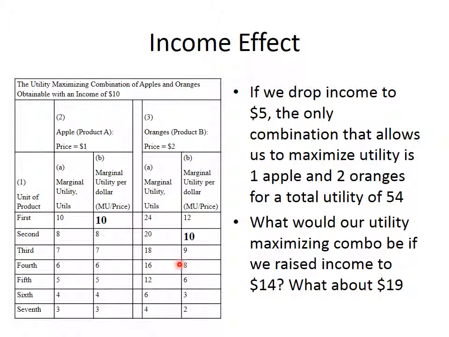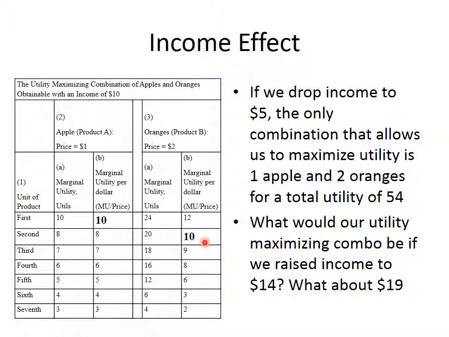What if we drop the income to $5? If we drop the income to $5, the combination that allows us to maximize utility is 1 apple and 2 oranges. The 2 oranges would cost us $4, and the 1 apple would cost us $1. That would give us 10 units. You see that they're the same marginal utility per dollar. Plus 24 and 20 is 44. That would give us 54 units of total benefit.